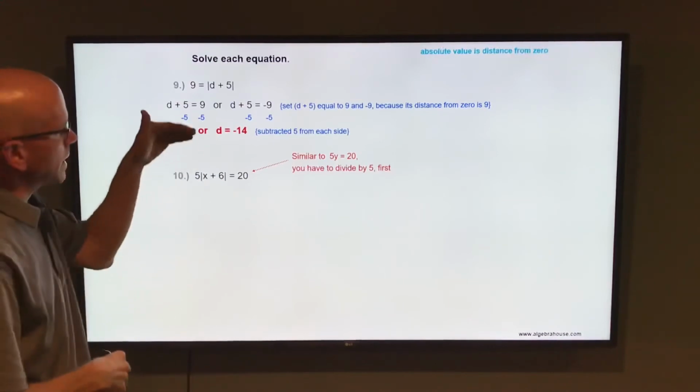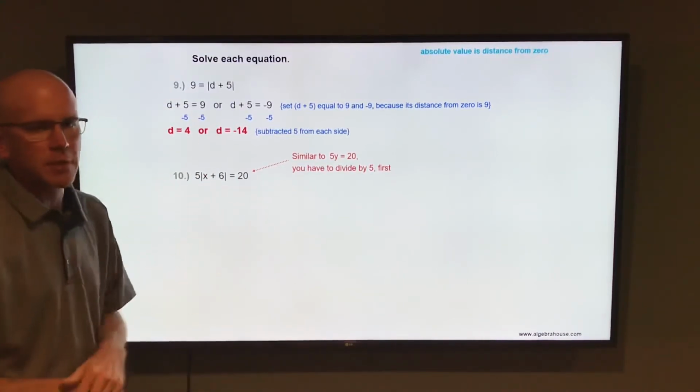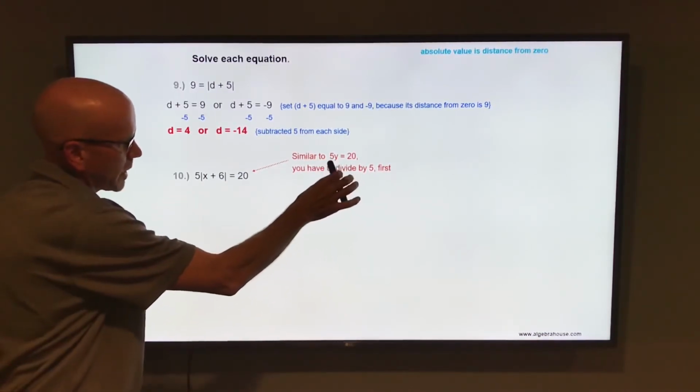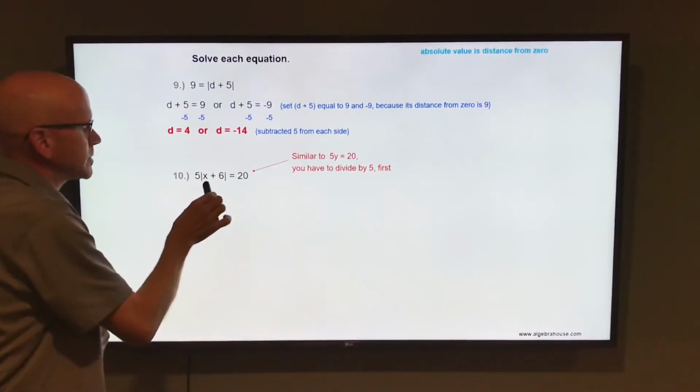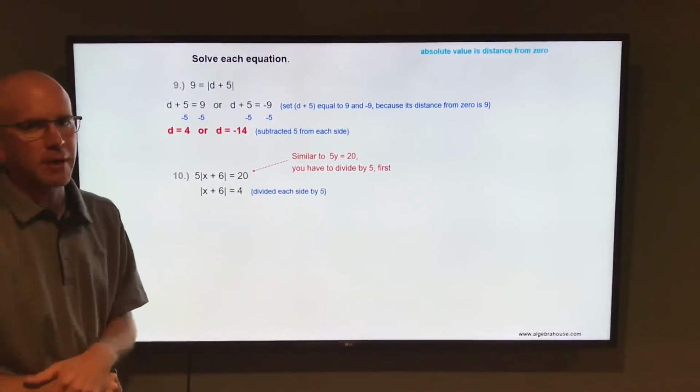When you're solving these absolute value equations, you want to isolate the absolute value and get everything else to the other side, just like you would a variable. You want to isolate the y here by getting the 5 to the other side. You want to isolate this absolute value by moving the 5. And to do that, you have to divide each side by 5.